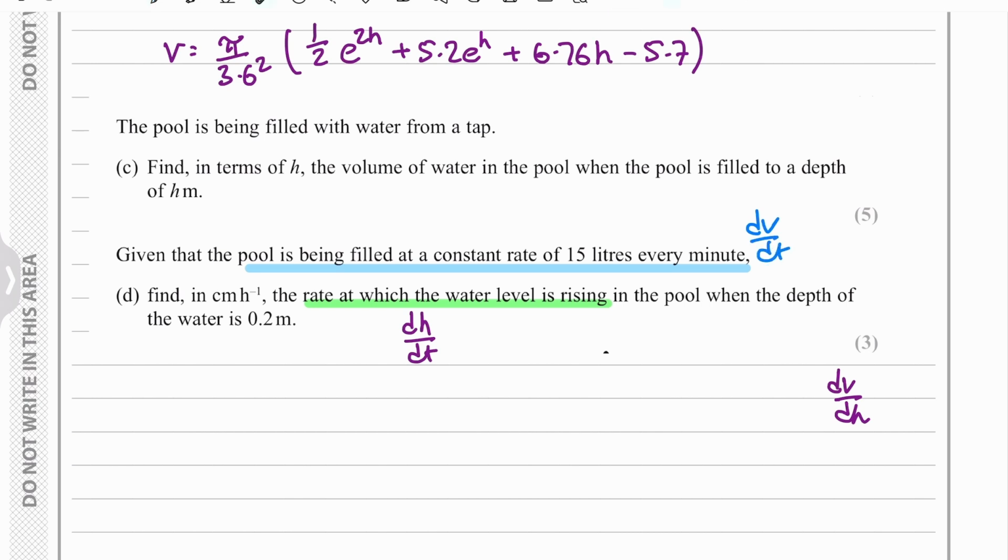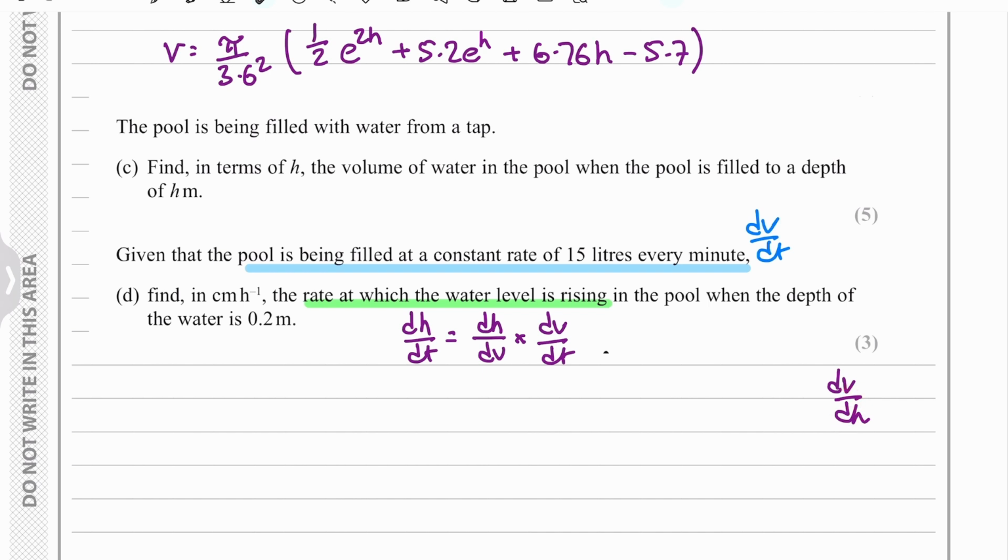So what we need to do is to put these two together using the chain rule to get dH by dt. So this will be dH by dV multiplied by dV by dt, because then these dV's will cancel. So the first thing we need to do is find dV by dH, and then reciprocate it to get dH by dV.